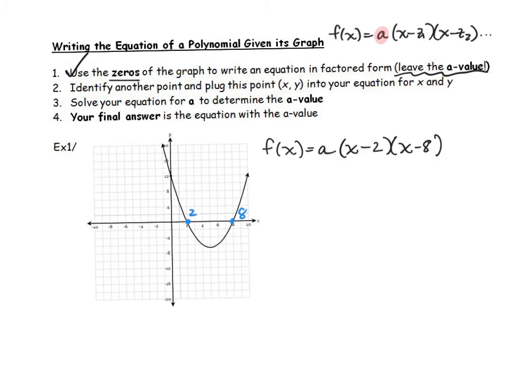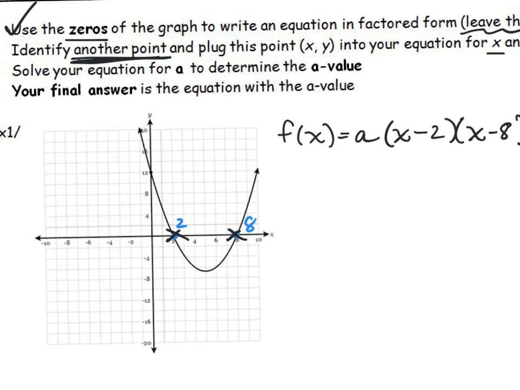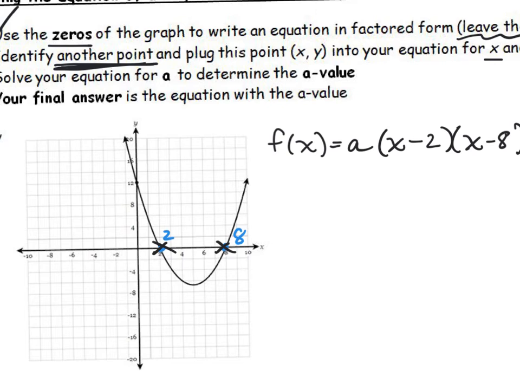Step 2, identify another point. That means I can't use the two zeros I just found. I can't use this point or this point. Identify another point and plug this point into your equation for x and y. So let's look back at our graph. There will always be a point that's clearly marked. And I can see that point right here. I know this is small. Clearly marked, I'm going to write the coordinates, (0, 12).